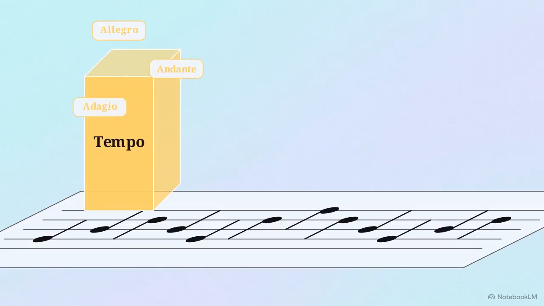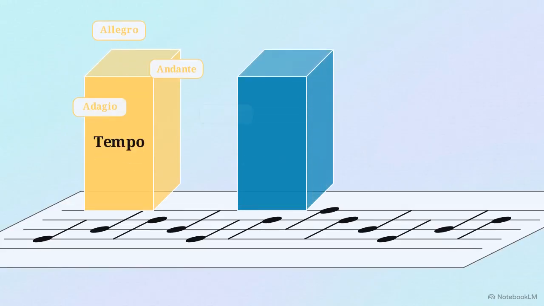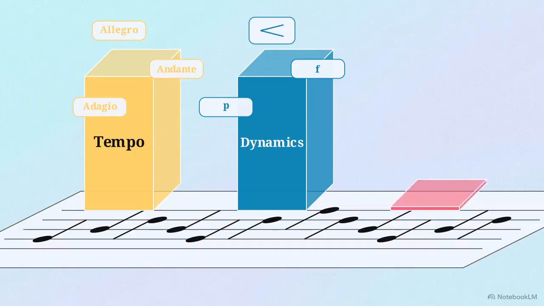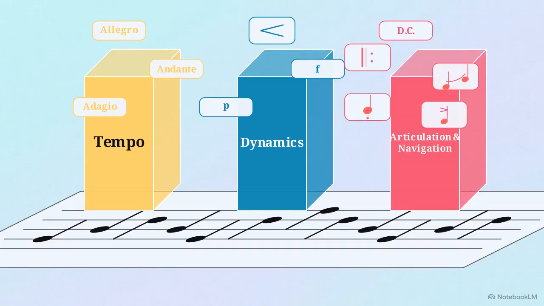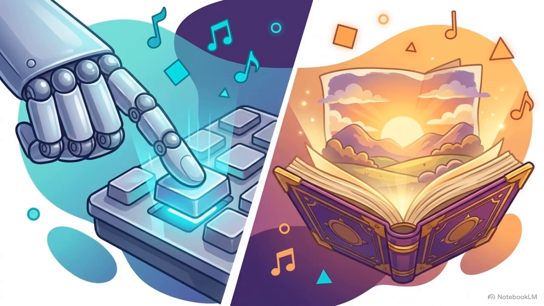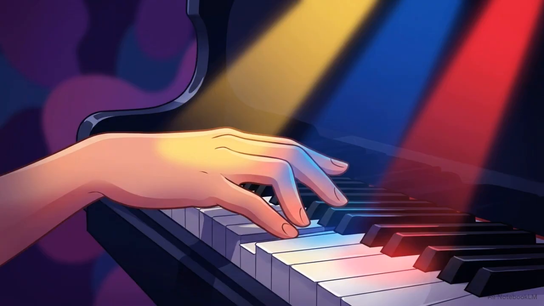First, tempo, which dictates the speed. Second, dynamics, controlling the volume. And finally, articulation and navigation, which tell you the physical style of the strike and how to move through the page. Knowing these terms transforms a performance from a mechanical sequence of button presses into a narrative. This vocabulary serves as the vital connection between the machine and the artist. Let's break down the code.